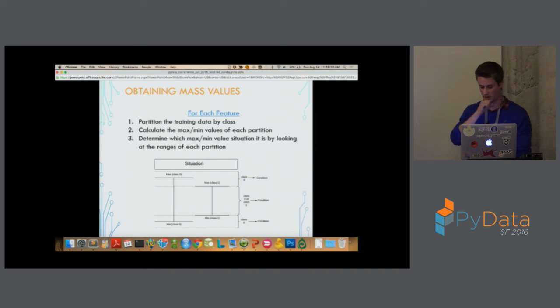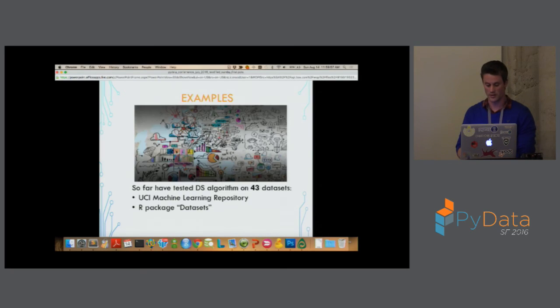So this is how we artificially create those mass values. For a given feature or a column, we have three different situations. This is one of them. We partition each data by class. So if you just want to say 0 and 1, it's a binary. In this situation, we have the class 0 eclipsing the class 1, so that's one situation. And then depending on which region each observation falls into, we're going to assign it a mass value: belief, disbelief, and in certain cases, uncertainty.